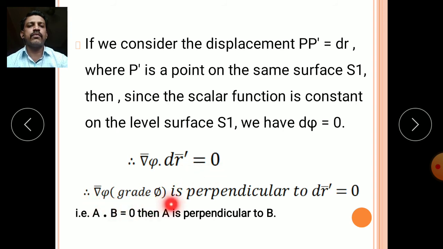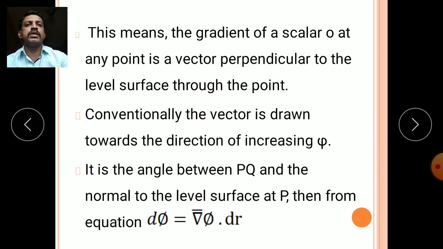Del phi, grad phi, is perpendicular to dr, since the dot product is 0, that is a dot b equal to 0 as a is perpendicular to b. This is our dot product property, that is a dot b equal to 0, then a is perpendicular to b. In unit vectors also we have seen i dot j, j dot k, k dot i is equal to 0 because they are rectangular unit vectors. This means the gradient of a scalar phi at any point is a vector perpendicular to the level surface through the point. Conventionally, the vector is drawn towards the direction of increasing phi.